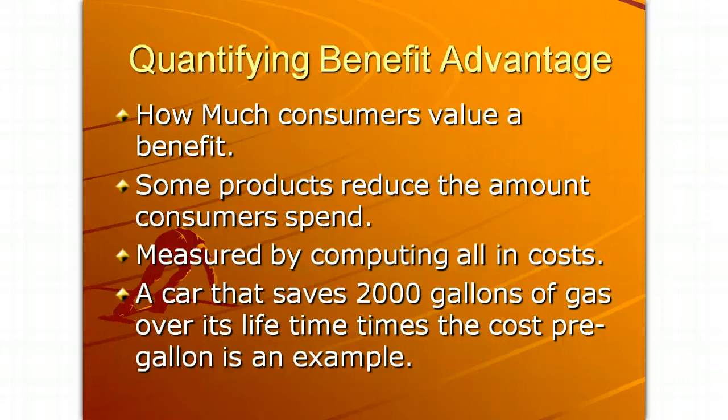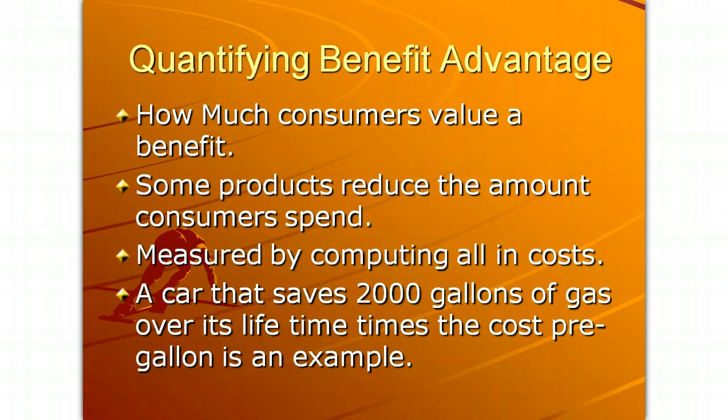Maybe it's a digital video recorder over a VCR, where you would have to use tapes, but in a digital video recorder, you don't have to use tapes. So you save on the tapes. It could also be, in the film industry, the digital camera versus the film camera, where there are not the expensive processing charges. But of course, there are many examples. Here, we want to measure it by computing in all the costs. Say, for example, a car that saves you 2,000 gallons of gas over its lifetime, times the cost per gallon, is an example.